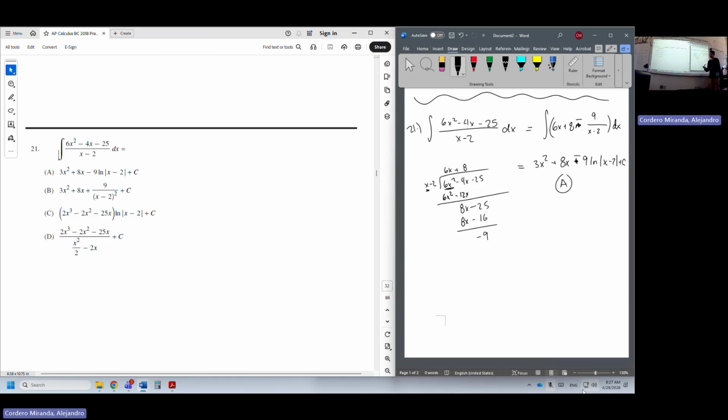Anyway, if you need a reminder on long division, I'm here, but I don't know if now's the time. But you do some long division, and you get a quotient of 6x plus 8 and a remainder of minus 9.